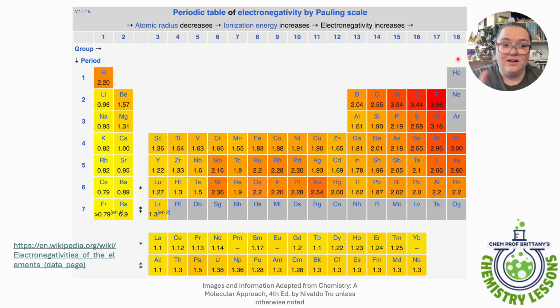So the trends are, as I go from left to right, electronegativity increases, and as I go from top to bottom, it decreases. Most electronegative, upper right-hand corner, least electronegative, bottom left-hand corner.